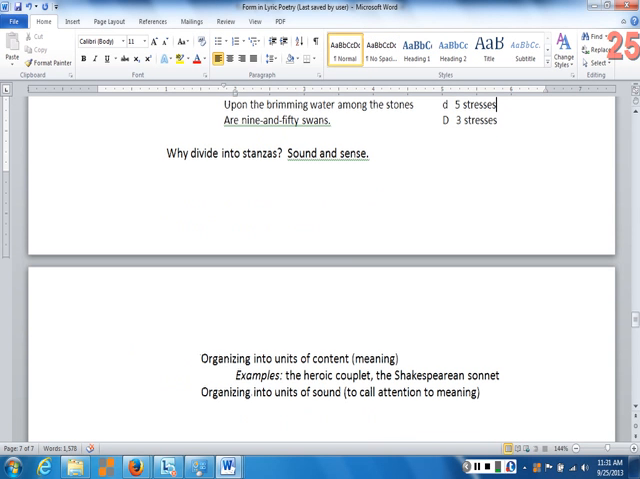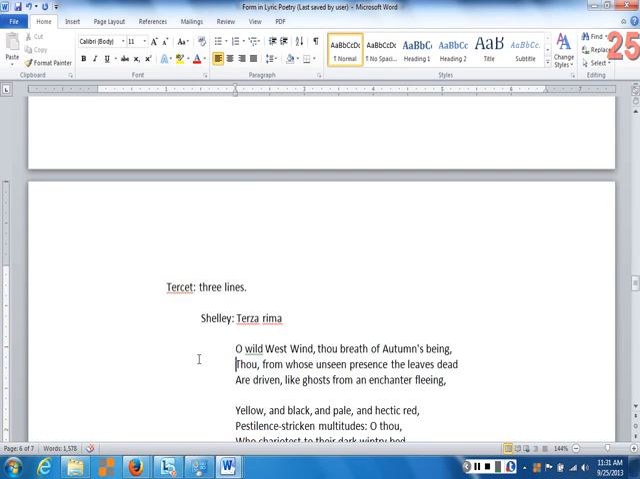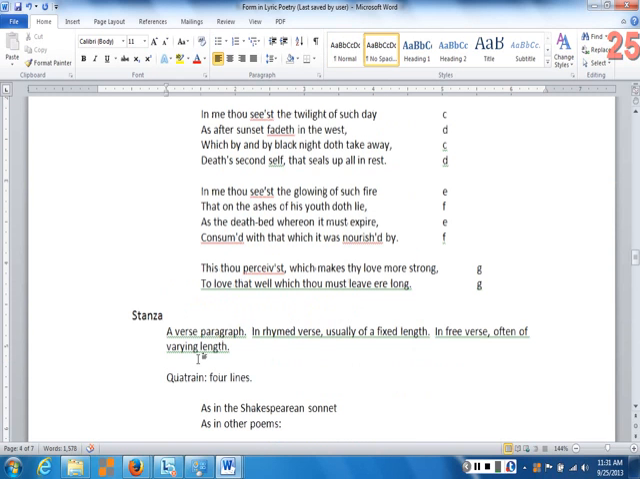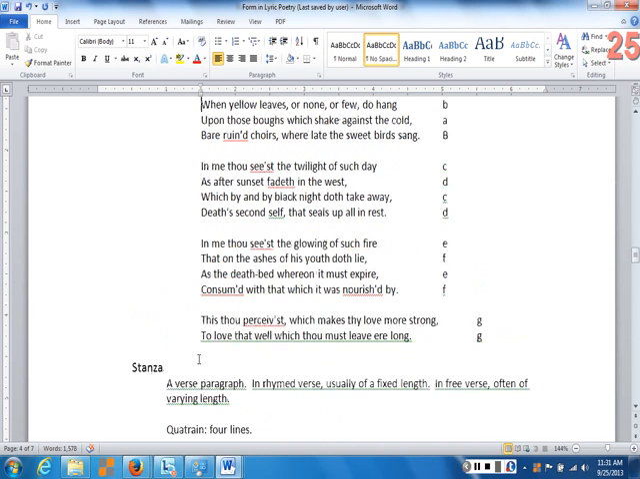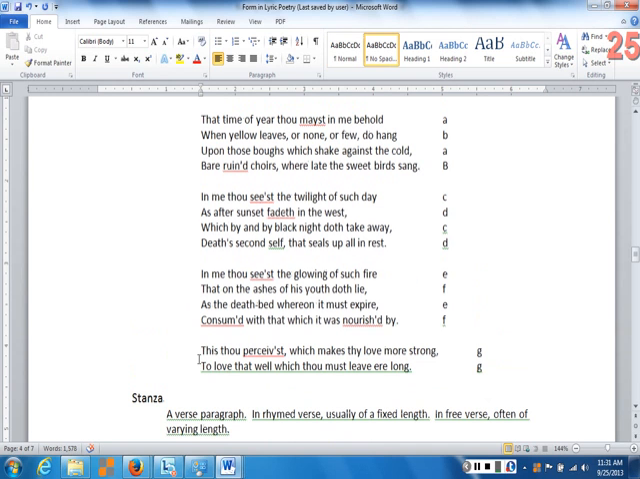All right. I'm going to conclude by talking just a little bit about the rationale behind stanzas. All right? Sound and sense. First of all, organizing the poem into units of content or meaning. Let's look back at the Shakespeare sonnet as an example.